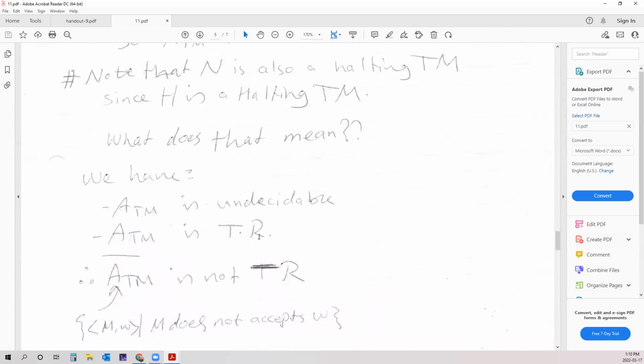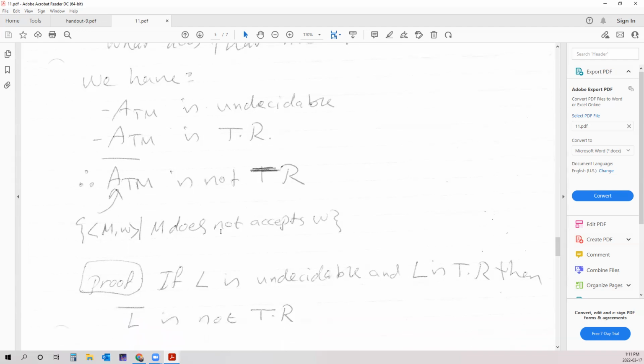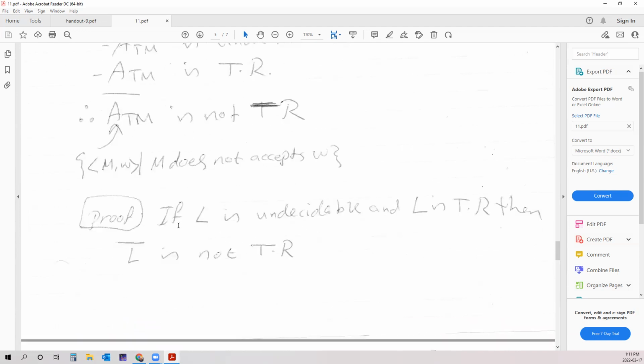What does that mean? If we have a language that is undecidable, and it is Turing recognizable, then ATM complement is not Turing recognizable. Since ATM is Turing recognizable, its complement should not be. So M does not accept W. Proof: if L is undecidable and L is Turing recognizable, then the complement of L is not Turing recognizable. As simple as that.